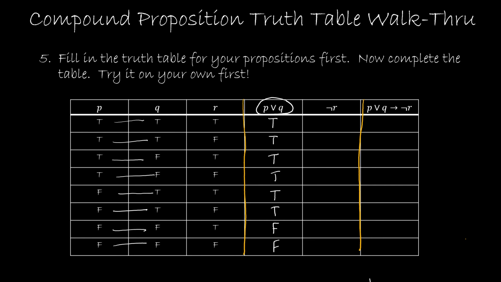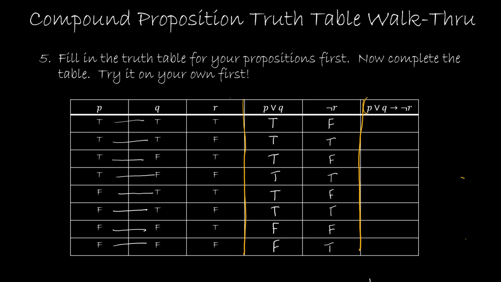And then we have not R, so that one's going to be very easy. I'm just going to take R and change the truth value. So true becomes false, false becomes true, true becomes false, false becomes true. You get the idea. So that's that middle part where we're basically just finding all of the parts. And then our final solution will be putting it all together.